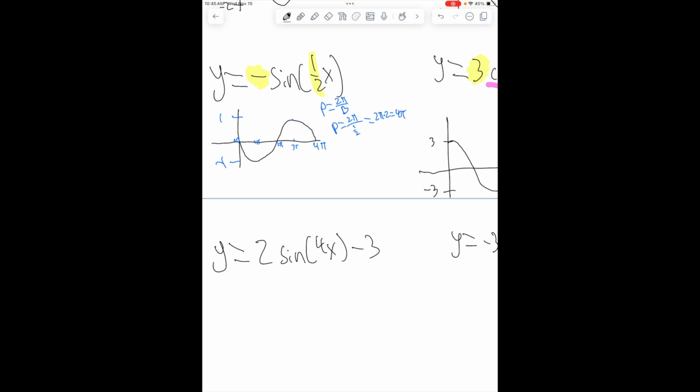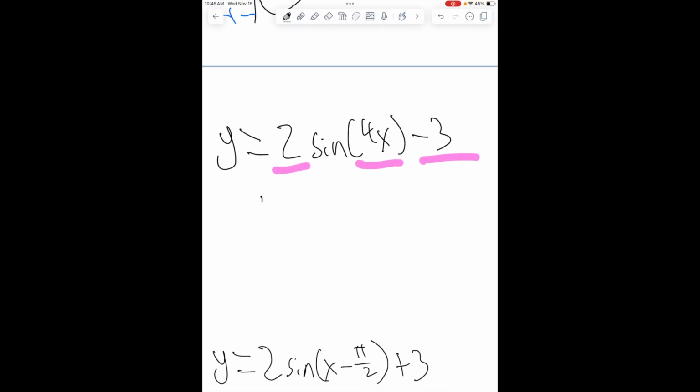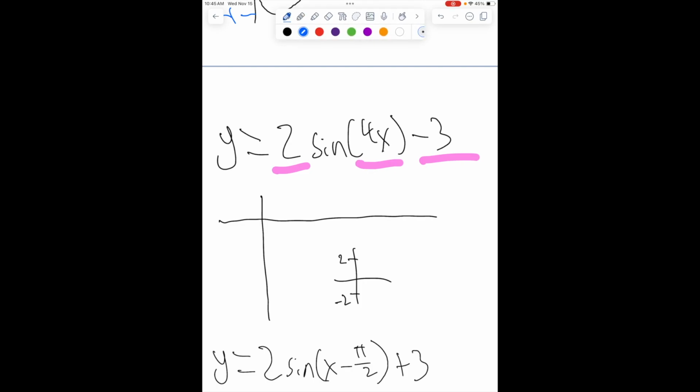Y equals 2 sine, parentheses, 4x minus 3. Again, I notice I'm changing my amplitude, my period, and then this d is going to be what you would expect. It's going to be a vertical shift, and because it's subtraction, it's going to be a vertical shift down. So as I'm going through this, first I'm going to start with my amplitude, and normally my amplitude would be between 2 and -2. But I need to shift that down 3, so I'm going to subtract 3 and subtract 3, and my new range is going to be -1 and -5.